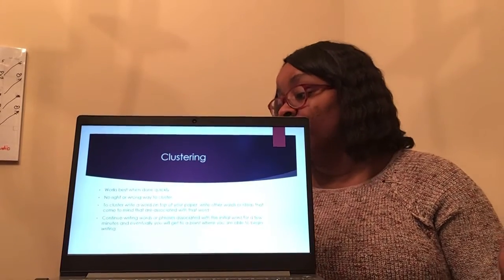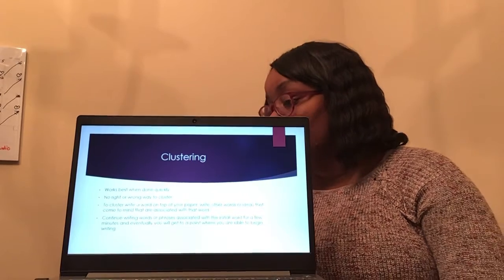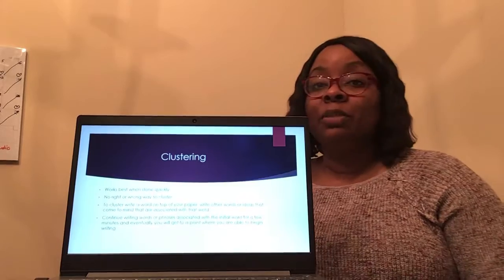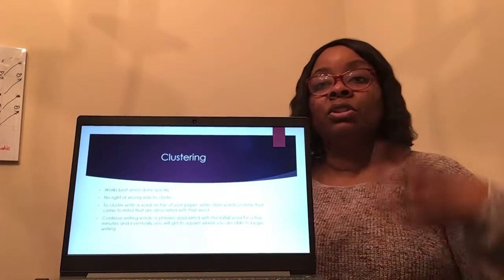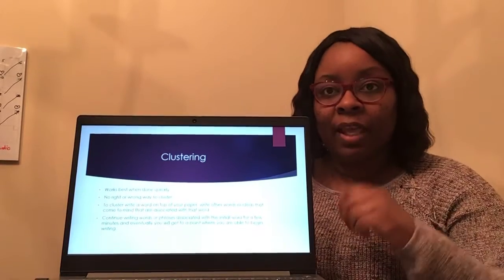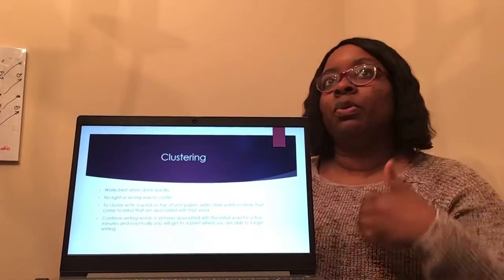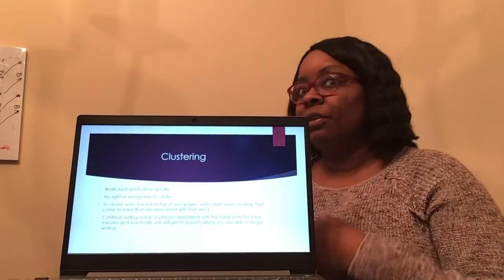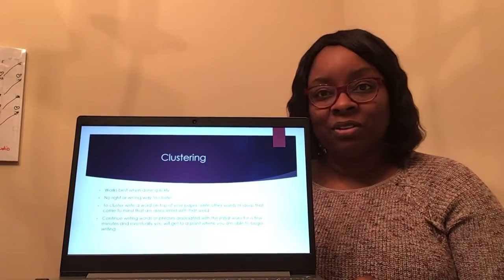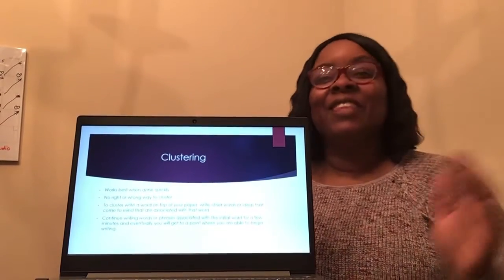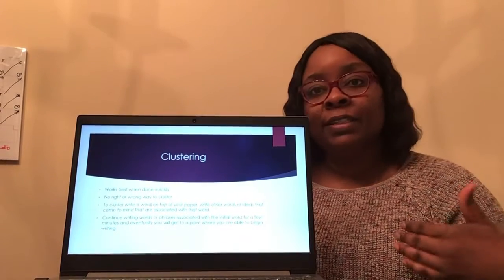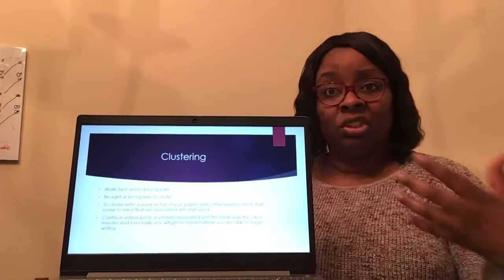Continue writing words or phrases associated with the initial word for a few minutes, and eventually you'll get to a point where you are able to begin writing. So with clustering, you can just take a word, say you take the word playground, and then you can just put other words under it, like, I think, elementary school, childhood, monkey bars, jungle gym, swings, things like that. And you just keep going, and you can even add some phrases in there until you're ready to start generating sentences.